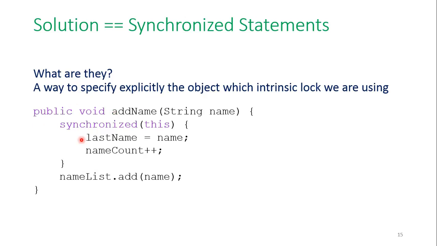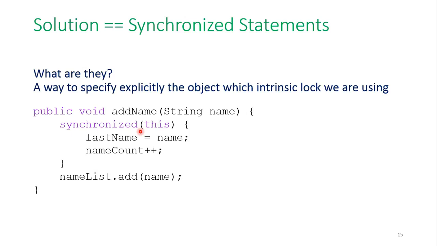However, inside the method, the part where I'm going to modify my object field last name based on the value of the parameter, then modify another field named name count and increment it, and then add the name to a list. Well, that part where I modify the shared fields last name and name count, I want it to be synchronized, but only that part. So how do I do this?